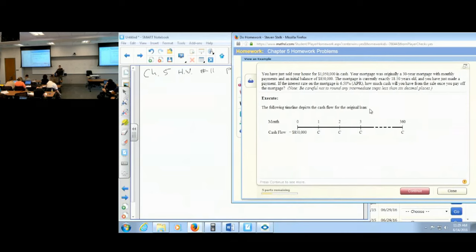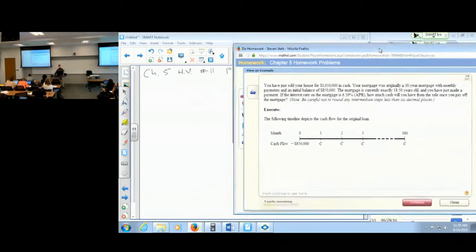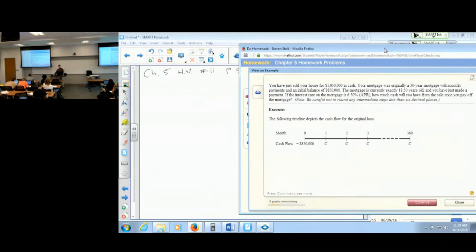Okay, number 11 says you have just sold your house for $1,050,000 in cash. Your mortgage was originally a 30-year mortgage with monthly payments and an initial balance of $850,000. The mortgage is currently exactly 18 and a half years old, and you just made a payment. If the interest rate on the mortgage is 6.5% APR, how much cash do you have from the sale once you pay off the mortgage? Be careful not to round, and don't round intermediate steps to fewer than 6 decimal places.